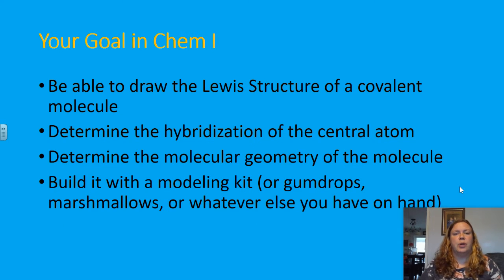So our goal in chemistry 1 is we need to be able to draw the Lewis structure of a covalent molecule. We need to determine the hybridization of the central atom. We'll get there in a minute. We need to determine the molecular geometry of the molecule, and then we need to build it with a modeling kit.